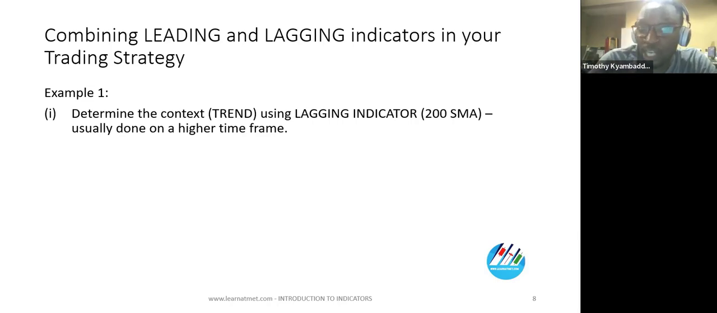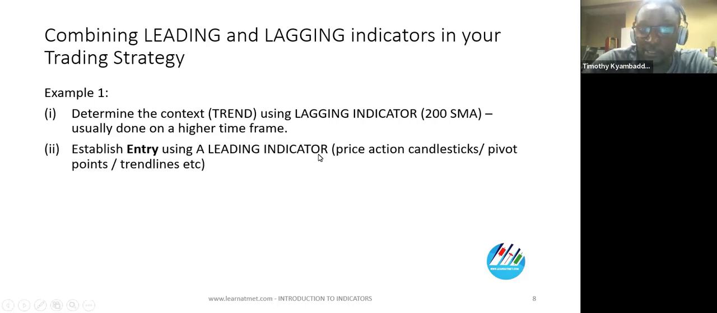you can go and watch how you can use the 200 period simple moving average to help you to generate trading pairs for the week, or biases for certain particular trading pairs for the week. Okay, so in one strategy you can do that to get context.